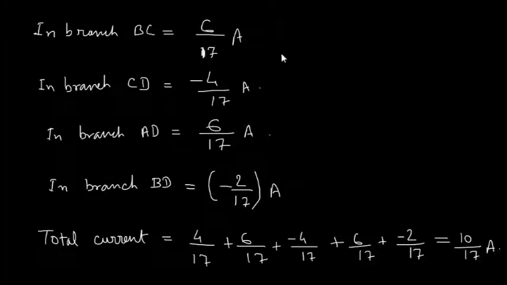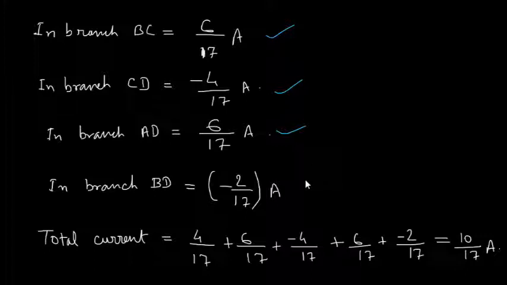In the branch BC, the current is equal to 6 upon 17 ampere. In the branch CD is equal to minus 4 upon 17 ampere. In the branch AD is equal to 6 upon 17 ampere. In the branch BD is equal to minus 2 upon 17 ampere.